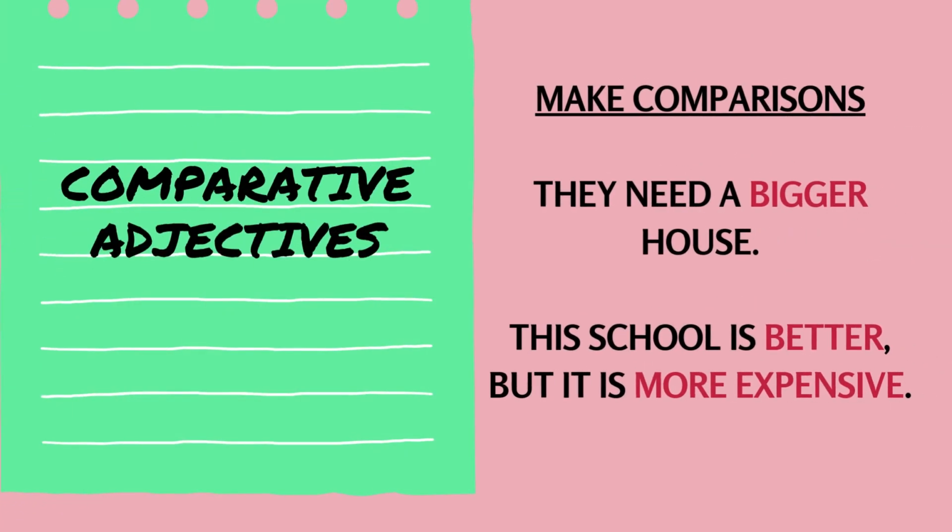So now let's see in which situations the comparative form of adjectives is used. It is used to make comparisons. For example, they need a bigger house, so we compare. This school is better, but it is more expensive. We do not compare two objects, situations, or people. We only or simply make a comparison.